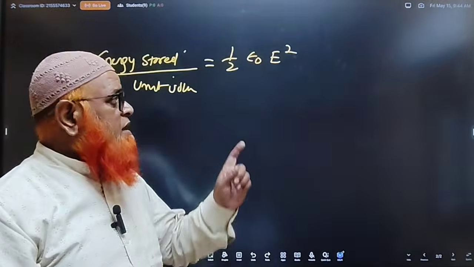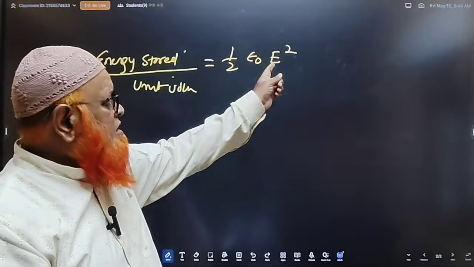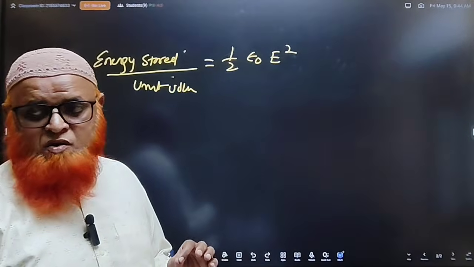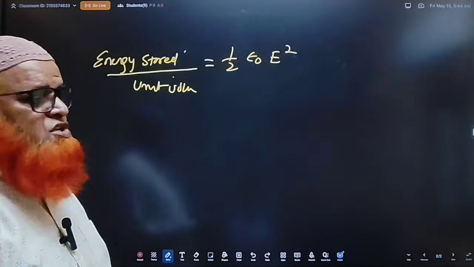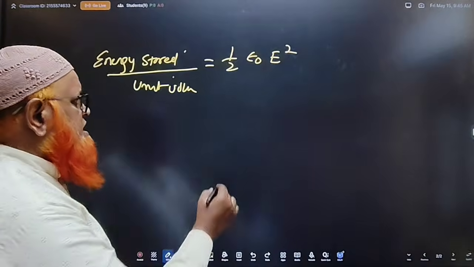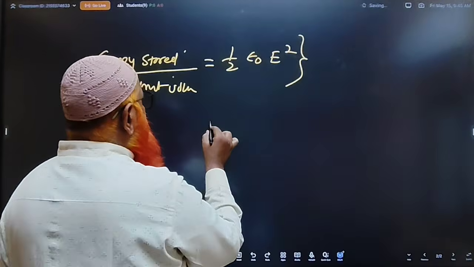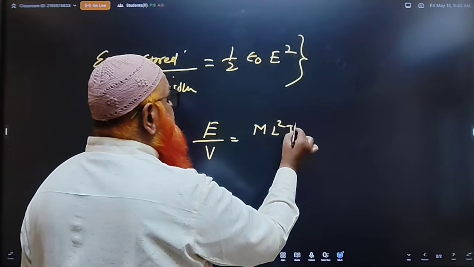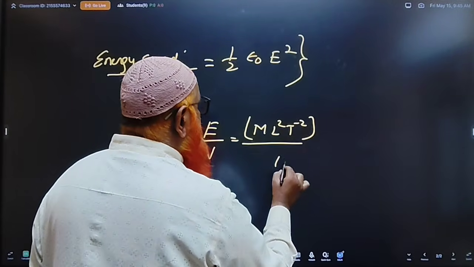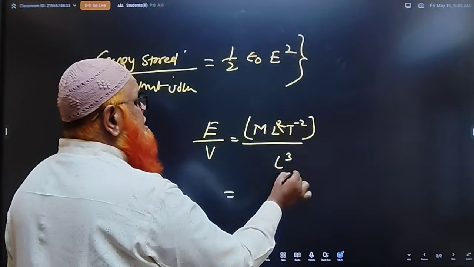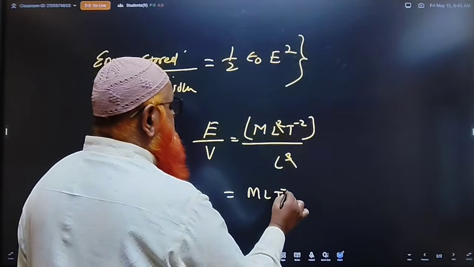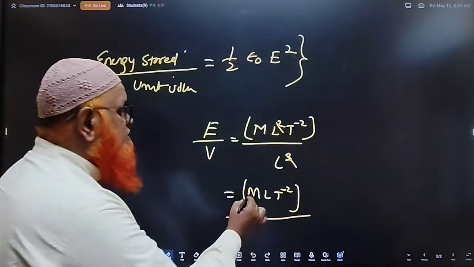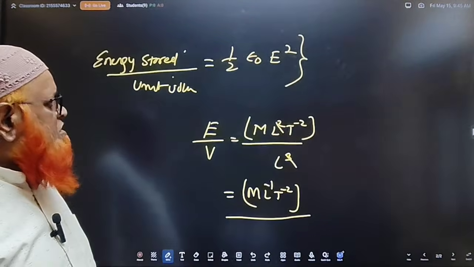See, it's difficult to find out the epsilon naught dimensional formula. It's difficult to find out the electric field intensity dimensional formula, but it is easy to find out the dimensional formula for energy stored per unit volume. So here, if you want to find out the dimensional formula of this one, you have to write energy by volume. Energy means M L square T power minus 2. Volume is nothing but L cube. So L square and L cube get cancelled. M L power minus 1 T power minus 2 is going to be your answer. Isn't it? Understood what I am saying now? So this is the dimensional formula for this.